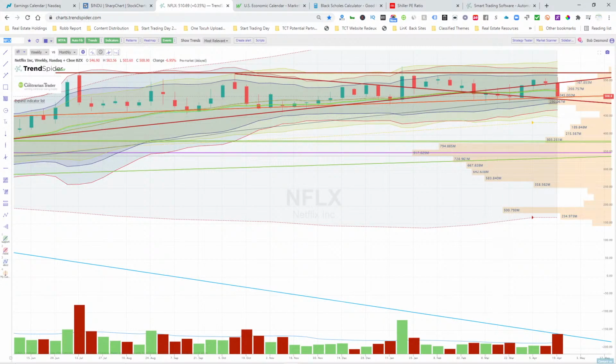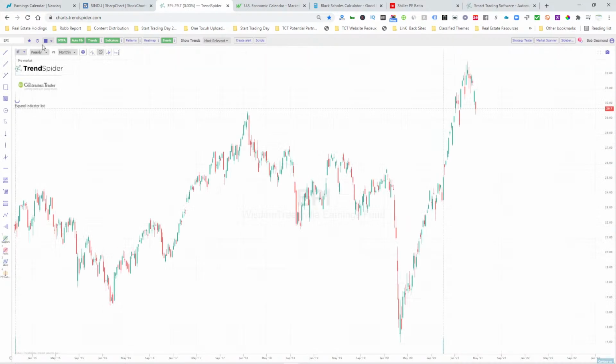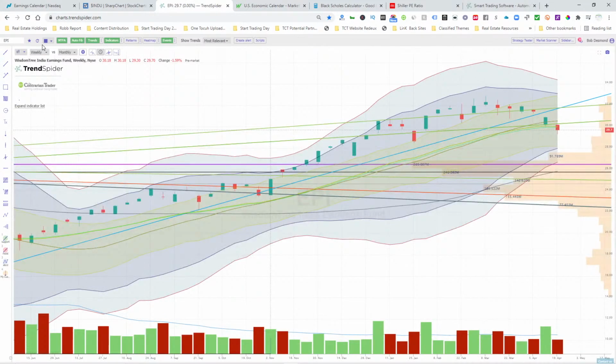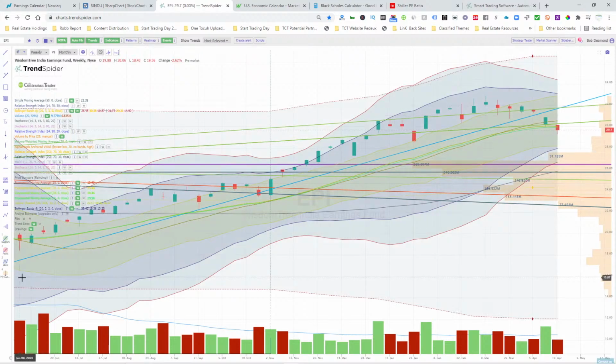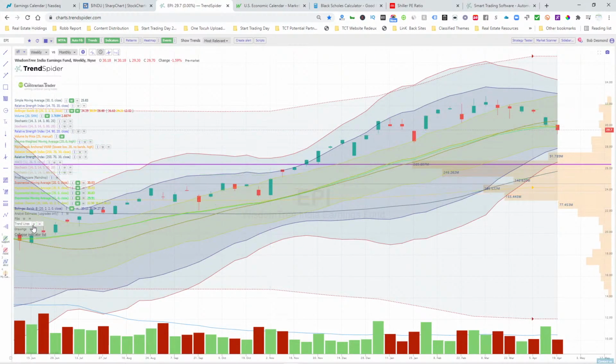EPI is a chart request from fellow member Franklin. This is the WisdomTree India Fund. India, unfortunately, is suffering dramatically from COVID. And I want to show you the value of the automated trendline functionality.